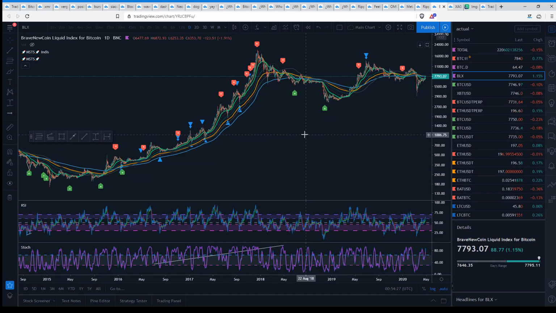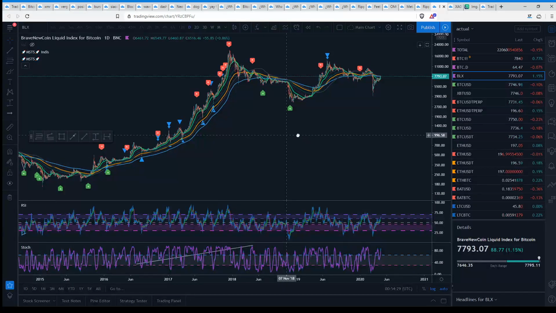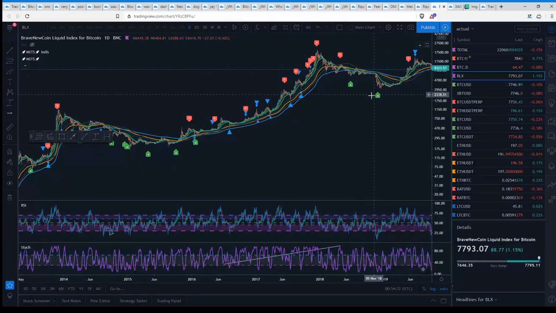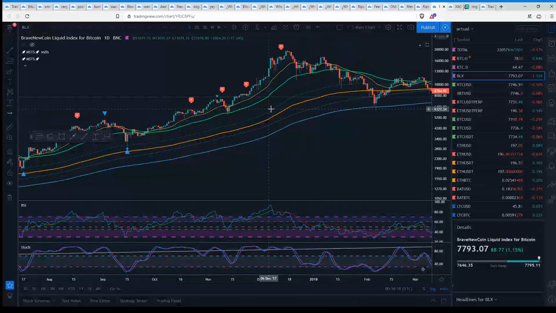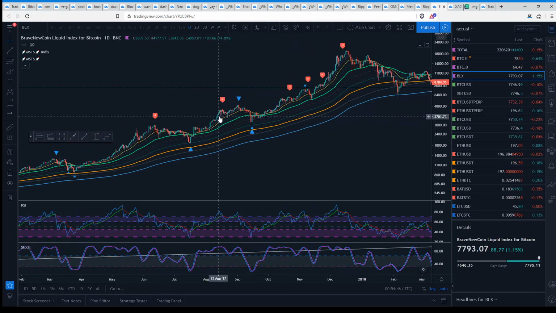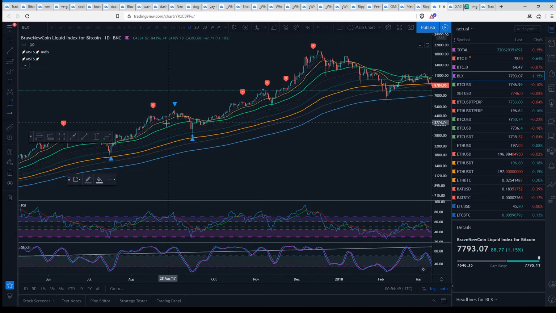Could be useful here. We have a nice signal right here. See, for example, at the end of the bull market, it's giving a lot of fakes. Oh, they're not actually fakes. You could have played most of them. This isn't a small drop. 14% drop right here.